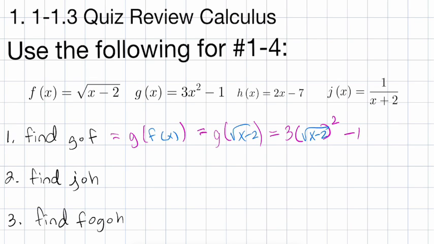Now, please simplify it as much as you possibly can. Following order of operations, we would square that square root, so it would just pop off there. And so it would be 3 times the quantity of x minus 2 minus 1, which is 3x minus 6 minus 1, for a final answer of 3x minus 7. So just simplify it down as much as you can. If you can't simplify much, don't. Do what you can. Everybody okay with what I did for number 1? Just function stuff.